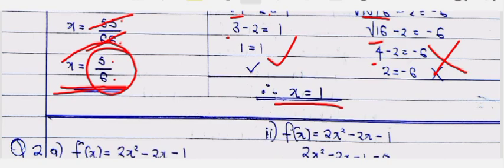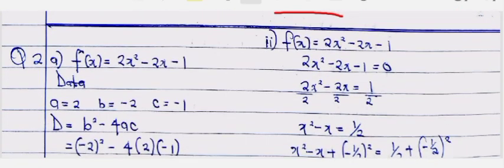Let's quickly move on to question number 2, which reads, let f of x be equal to x power 2 minus 2x minus 1. Now, when we are given such a function, we're asked to determine the nature of the roots of f of x. First things first, you need to list down the data of this expression that we're given. So the value of a is 1, and the value of b is negative 2, and the value of c is negative 1.